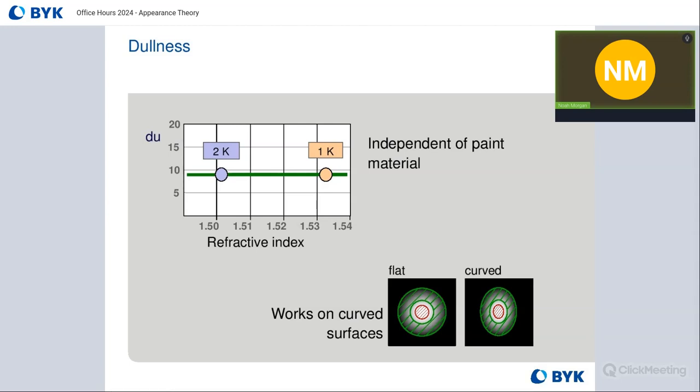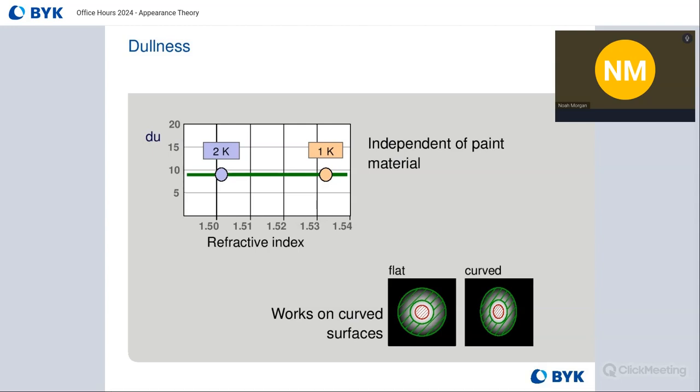The reason for that is because the gloss is dependent on that refractive index. We can see in the image there, our 2K clear coat is around a 1.5 refractive index, whereas our 1K is around a 1.53 to 1.54. So this can change how that light is interacting with that surface. Therefore, your gloss meter will give you different values because of the densities, and the dullness value that's measured on the WaveScan will give you the exact same measurement because it's looking at that reflected image.